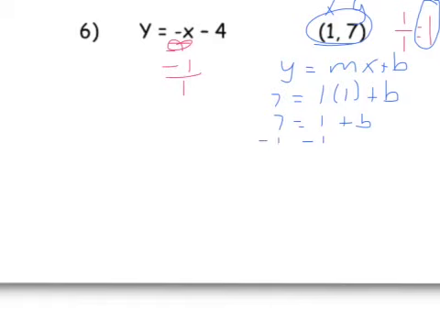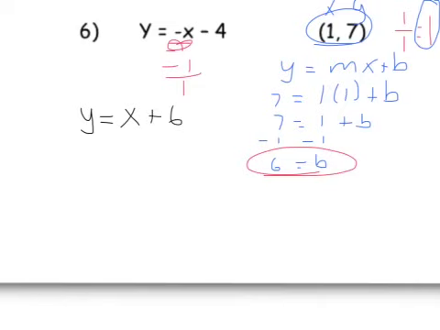And we get b equals 6. So we have a new y-intercept, and we have the new slope, which is positive 1. So when I write this equation, we get y equals 1x, so we're just going to put x plus 6. So I took the 1 from the new slope, put it here, so 1 times x, plus the b, which was 6.